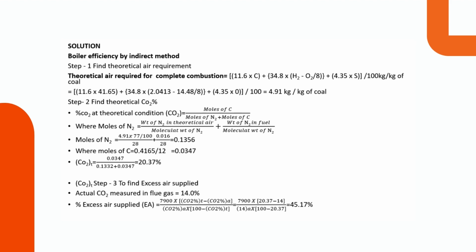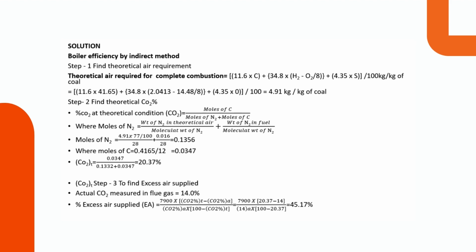Moles of N2 equals 0.1356, where moles of C equals 0.4165 divided by 12 equals 0.0347. CO2 theoretical equals 0.0347 divided by 0.1332 plus 0.0347. CO2 theoretical comes to 20.37%.